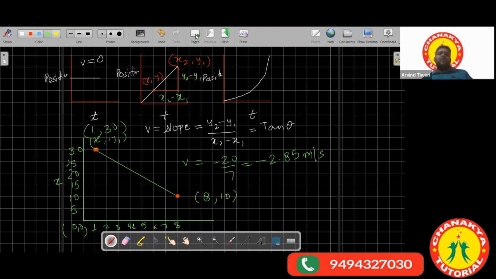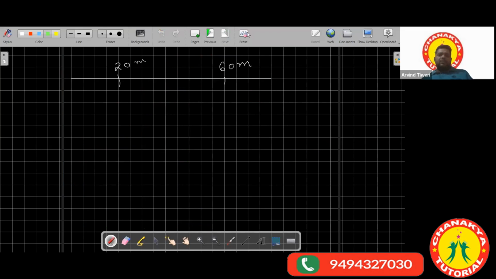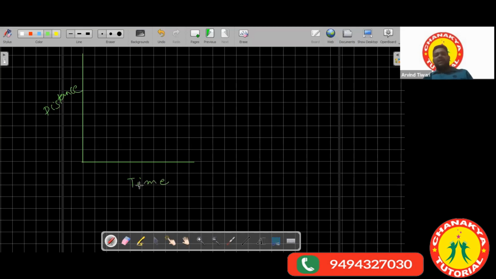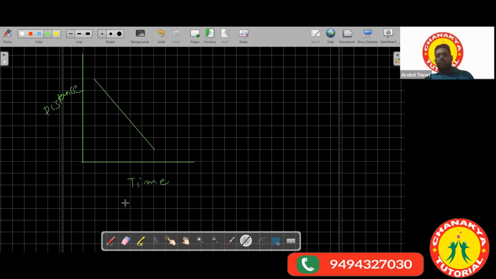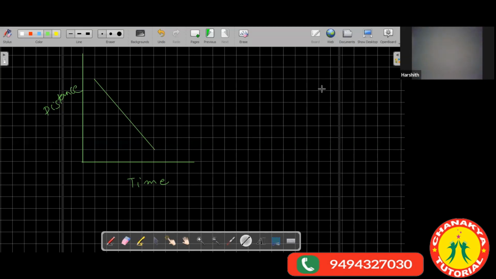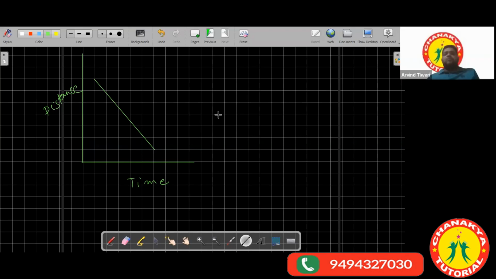Now just for a question, can we have something like this? Again, suppose we have a position time graph. Not position, we have a distance time graph. And now, is it possible for us to have a downward graph, something like this? No, sir. Why? Sir, the graph does not exist in that form. Why does it not exist in that form?